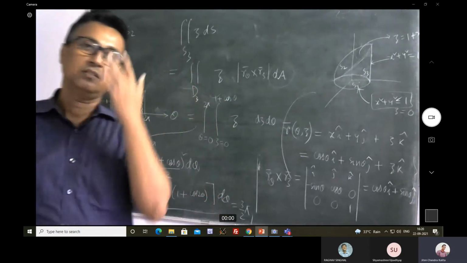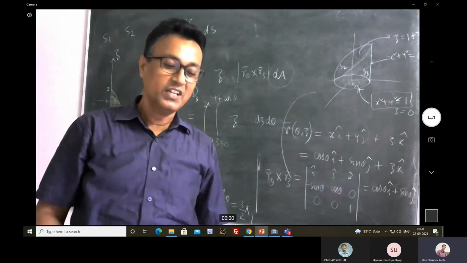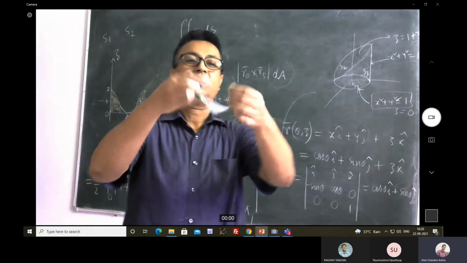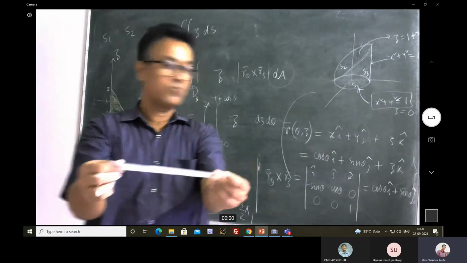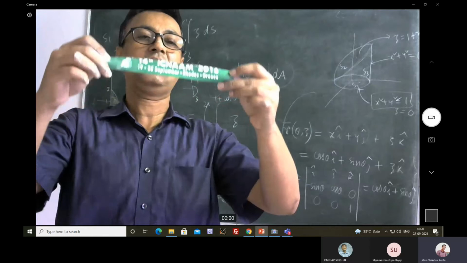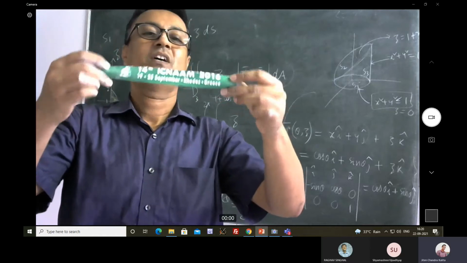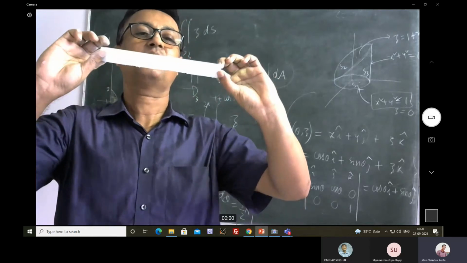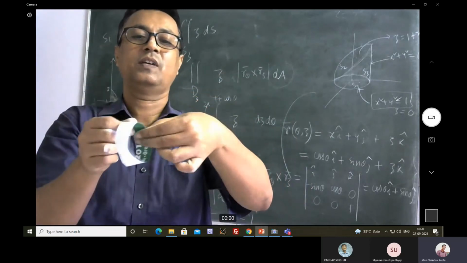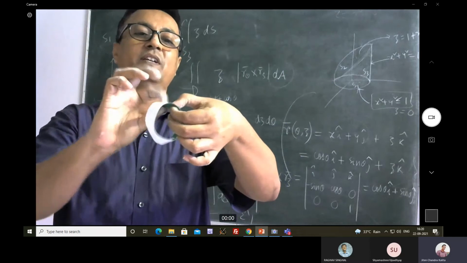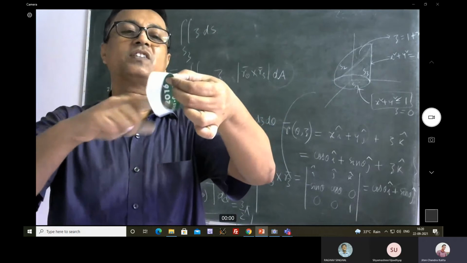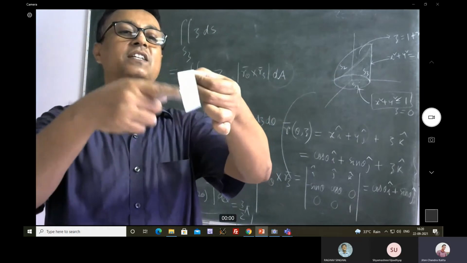So you may be thinking, why cannot all surfaces be oriented surfaces? For that, let me give you one example. Here I have considered this strip. One side is green and white in color, the other side is completely white. Now, if I roll it like this, then if I consider this as a surface, it has two distinct sides, isn't it? This side and this side.